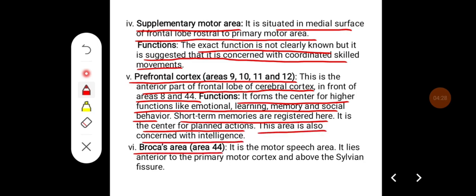Then we have Broca's area number 44. It is the motor speech area. It lies anterior to the primary cortex above the sylvian fissure.